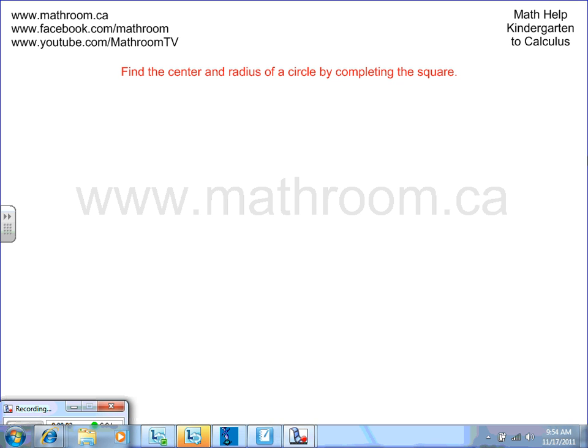All right, we're going to find the center and radius of a circle by completing the square. Let's say we are given the equation x squared plus y squared minus 4x plus 2y minus 4 equals 0, and we need to find the center and radius of this equation. First of all, we have to rearrange things so we can find that information.